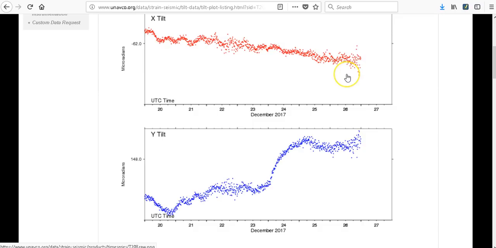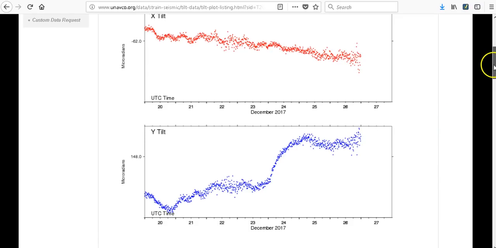So personally, I believe that if that's true, and this is north and this is east, then if this is going up, that's north. If this is going down, that's south. If this is going up, that's east. If this is going down, it's west. So, a lot of ground deformation going on, guys.